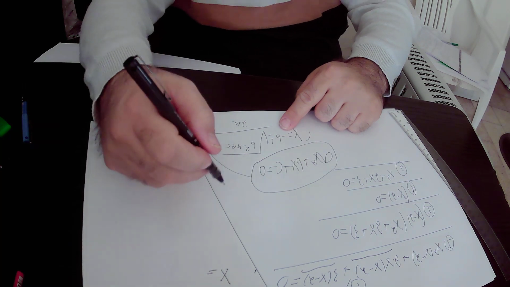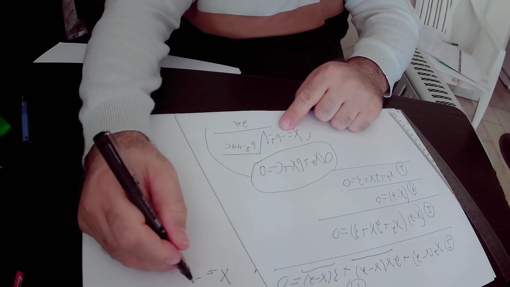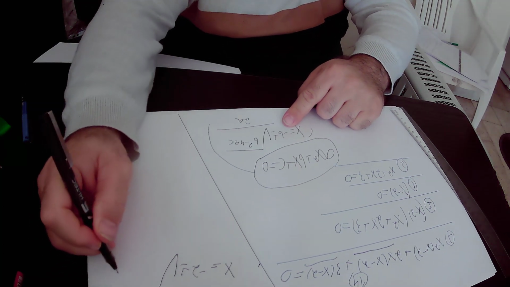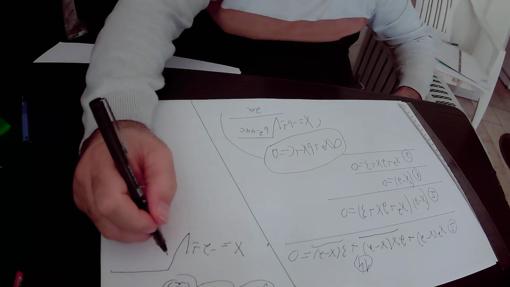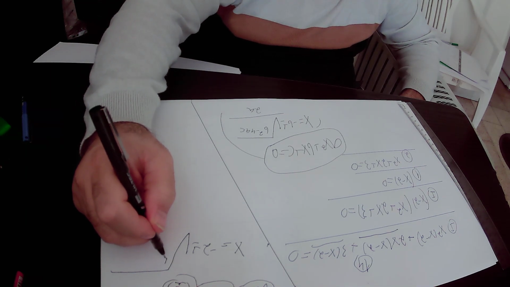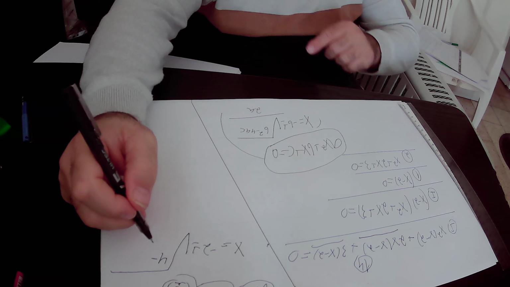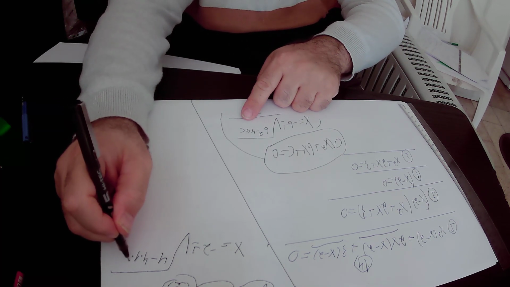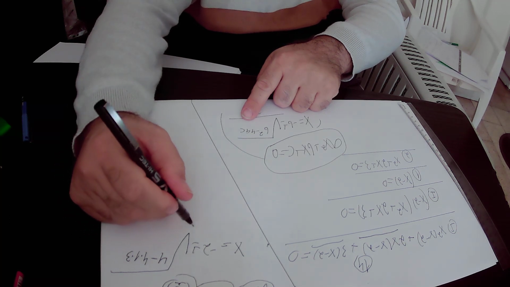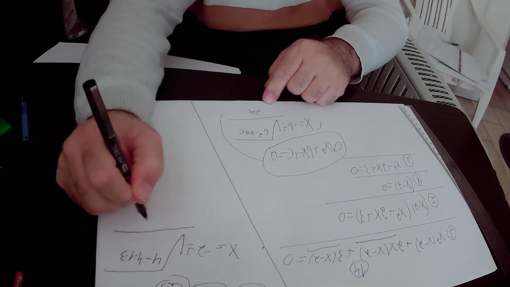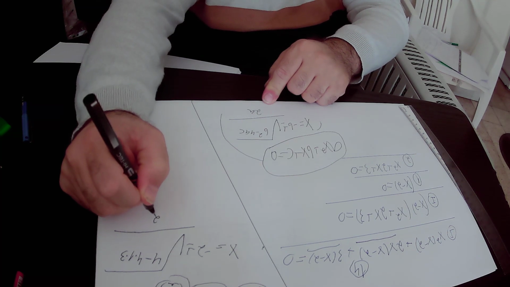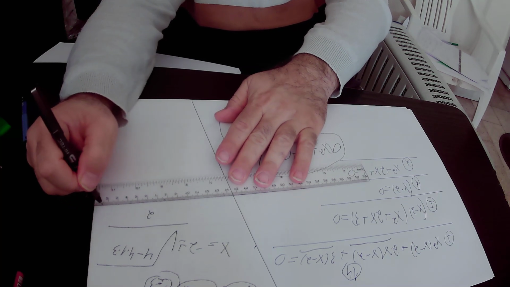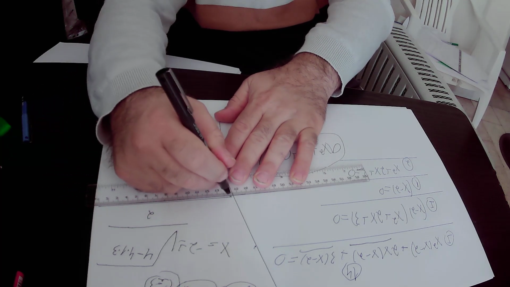minus b, b equals 2, so minus b is minus 2, plus minus the square root of b squared. b is 2, so b squared is 2 squared, which is 4, minus 4 times a is 1, and c is 3. So it is 4 times 1 times 3, over 2a. 2 times a is 1, so 2 times 1 is 2. So in total we got this expression for x.